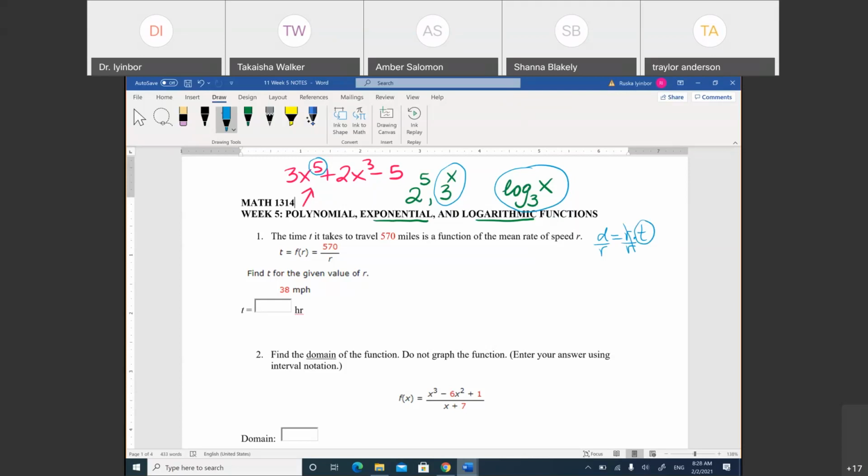So what they're asking me, they give me that. We already know that, right? So what you need is to find the time if the rate is 38. So pretty much you plug it in here. You're going to do 570 divided by 38, where 38 is the rate or the speed. I'm just going to divide those two numbers, and that's going to give me the time. So 570 divided by 38 is 15. I used a calculator. Okay, everybody good with that? Any questions?